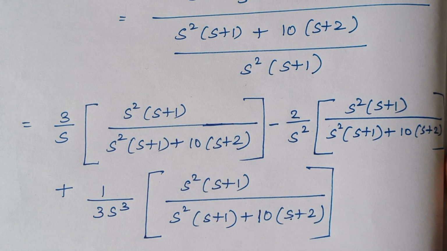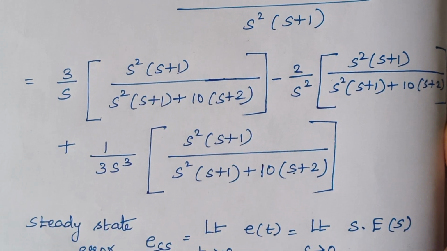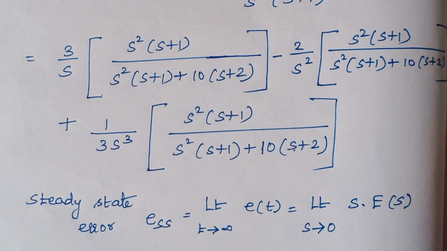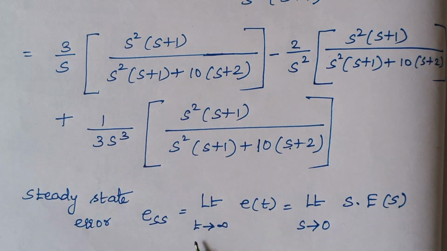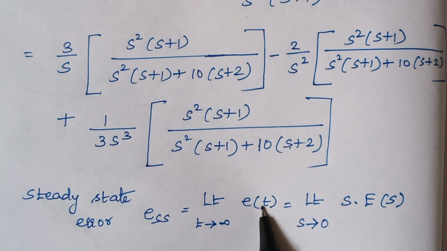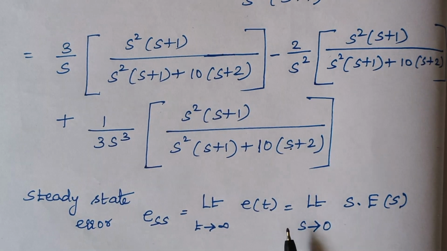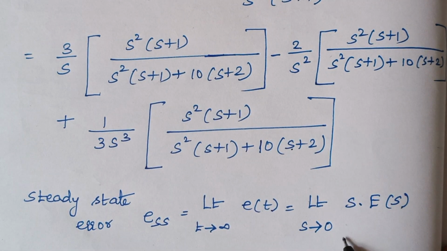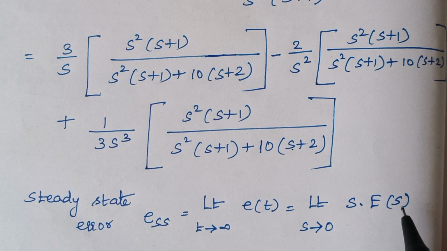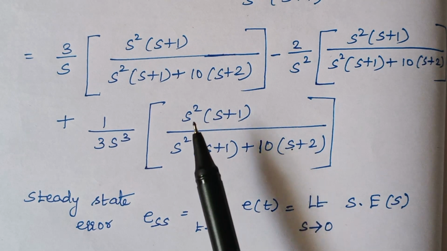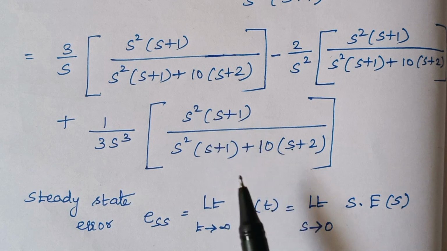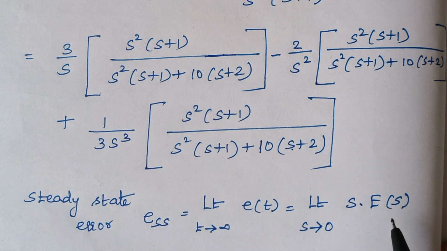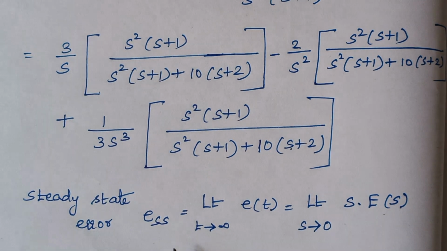Then the next thing is, we all know the formula. The steady state error is given by limit t tends to infinity e of t. We can write this steady state error as limit s tends to 0 of s into e of s. Now we have our e of s here, so we can substitute this e of s term in this formula and finally find the value of steady state error.